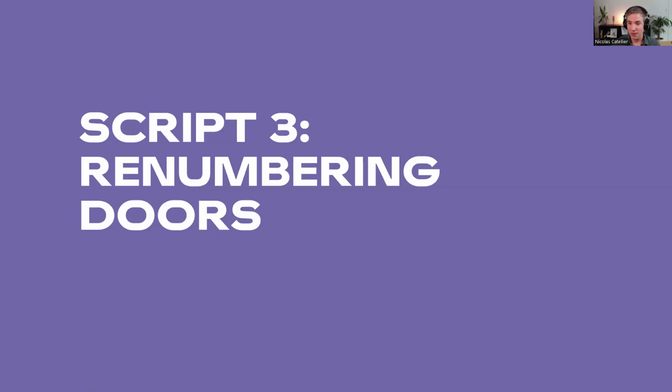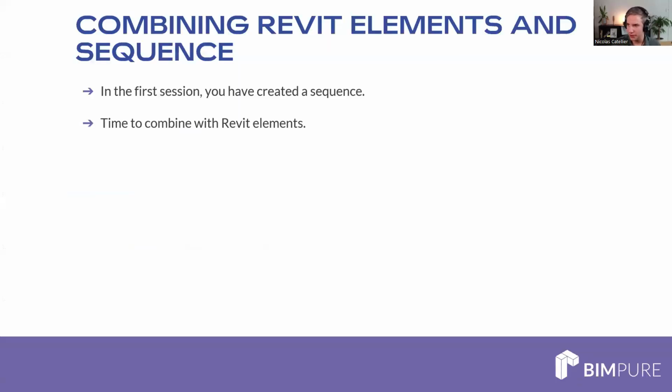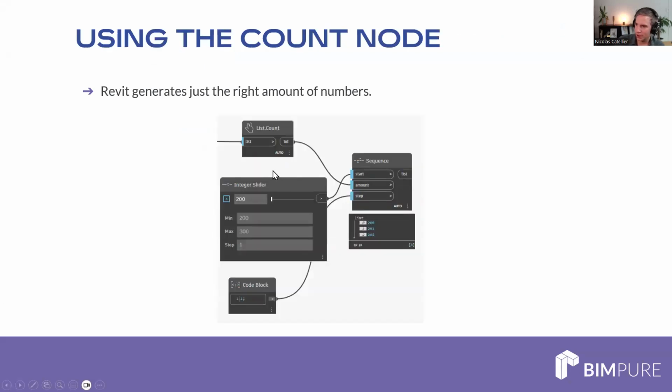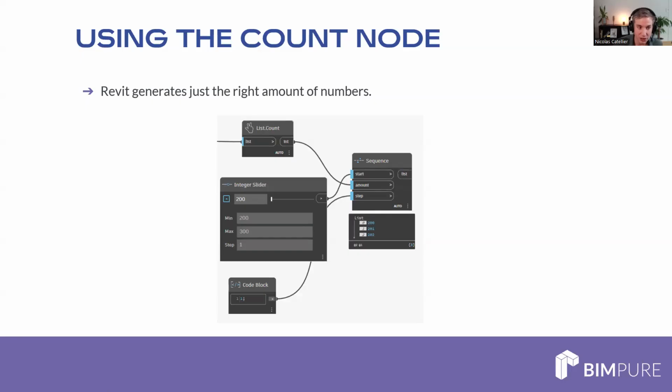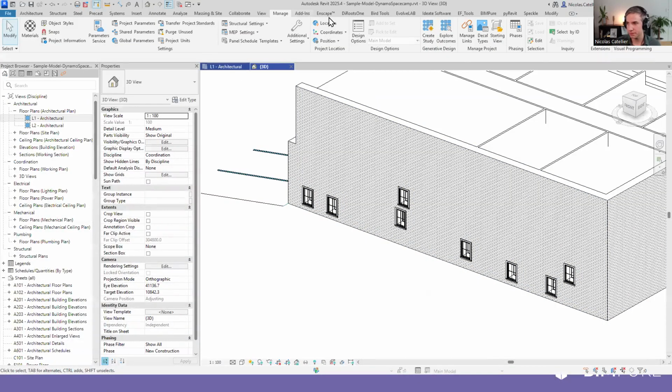Okay, let's move on. In fact, we'll be talking about Excel later on. In the last session, the first thing that we did was to create a sequence, so a bunch of numbers, and maybe some of you were like, what's the point of this? It doesn't interact with Excel. But now we're going to learn what the point of it is, and we're going to renumber doors. All right, so I'm going to start a new script. So, getting back to Dynamo.